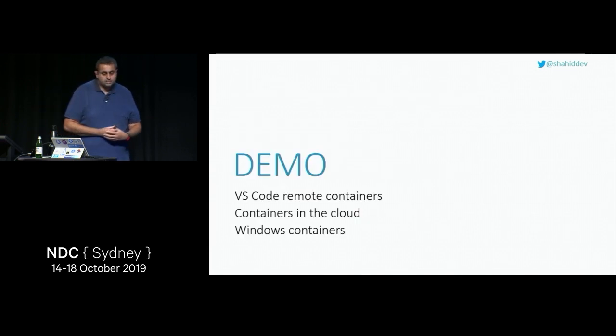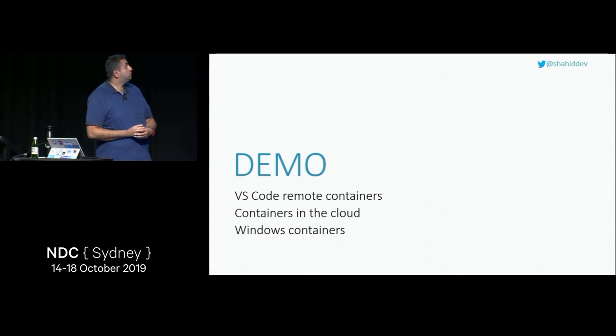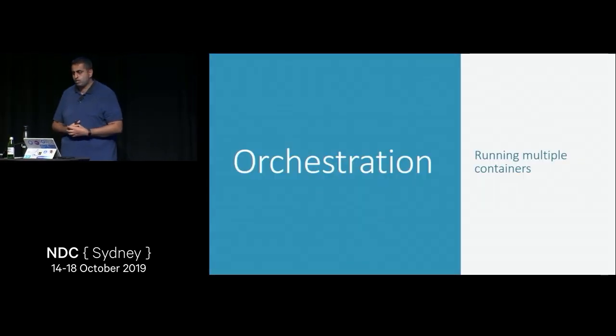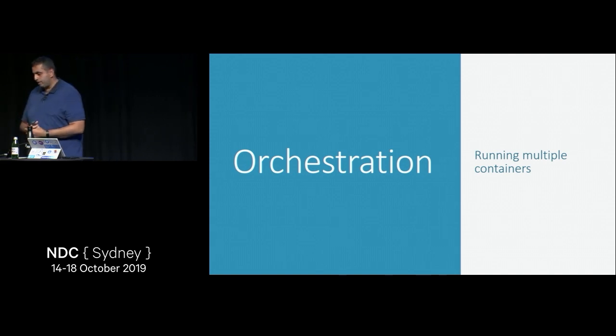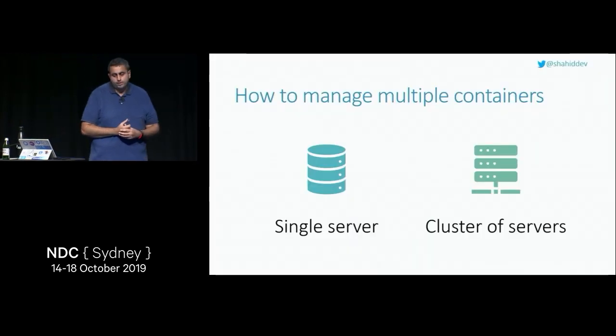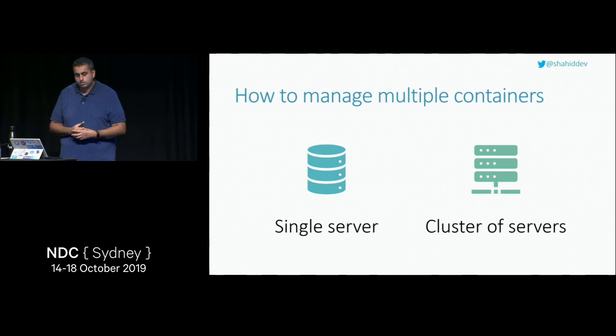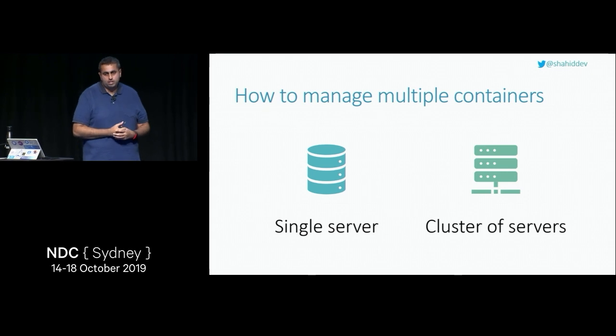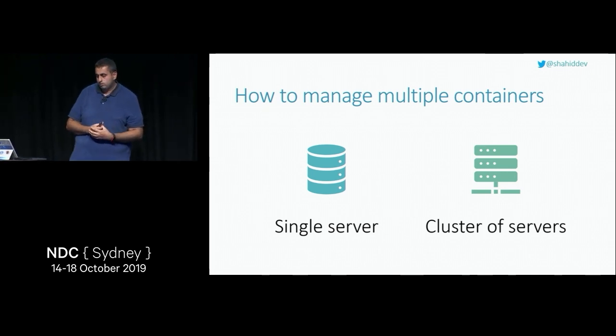So once you've got these containers, how do you run them? And in particular, how do you run multiple containers? Because often you're not gonna have a single container that you're running. You have a few choices here. Where do you run them? You can run multiple containers on a single server if you want. You're more likely in a production scenario to want to run on multiple servers, so a cluster of servers. If you run on a single server, of course, if that server dies, you're gonna lose all of your containers, and that could be a problem.